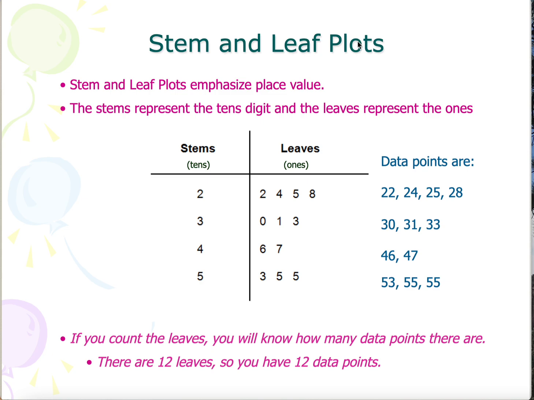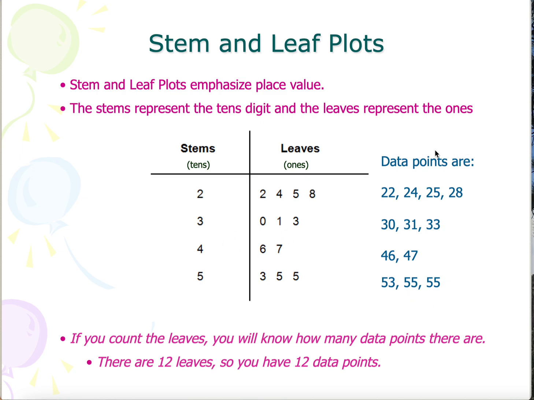Next, we have a stem and leaf plot. This really emphasizes place value. Over here you have your stem, and then over on the right side you have your leaf. Usually you have tens and ones, so usually you don't go over 100. You can, but this makes it easier. Stem represents tens digits, leaves represent the ones. So here's one stem, 22, then 24, 25, 28, 30, 31, 33.